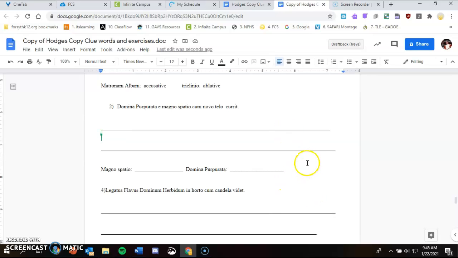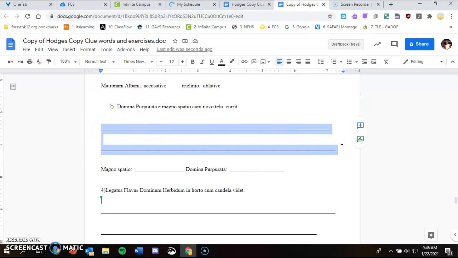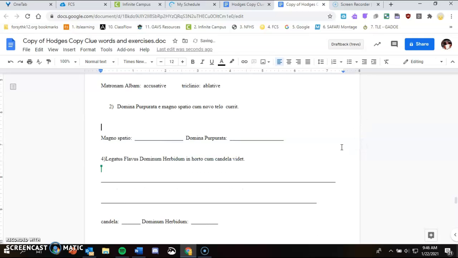All right, number 2. Domina preparata e magno spatio cum novo telo videt. So as we said earlier, that E letter means the same thing as X, so it means out of. But who's doing the action in this sentence? Miss Peacock. Her name is nominative. Yeah, we got verb currit. Runs what? Out of the ballroom?